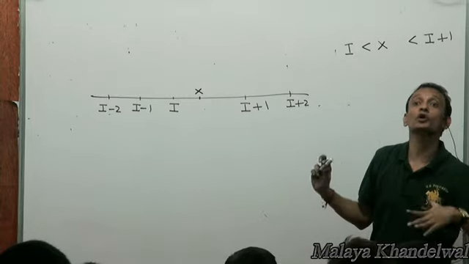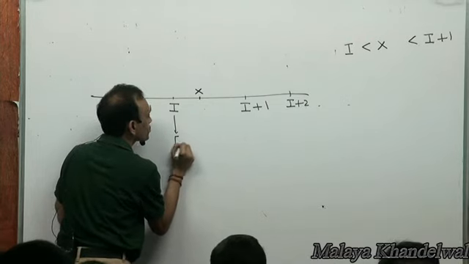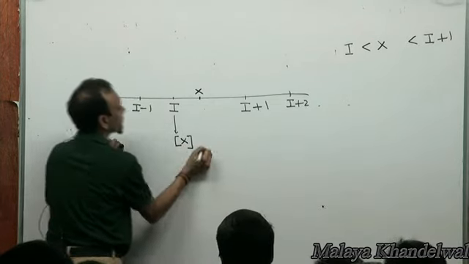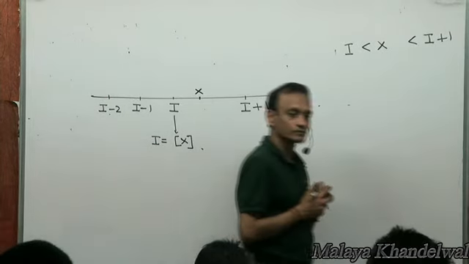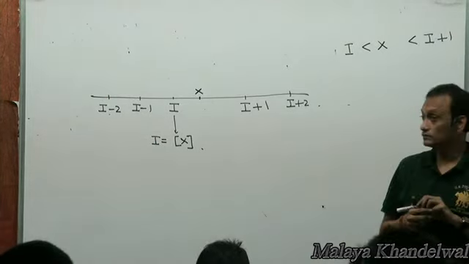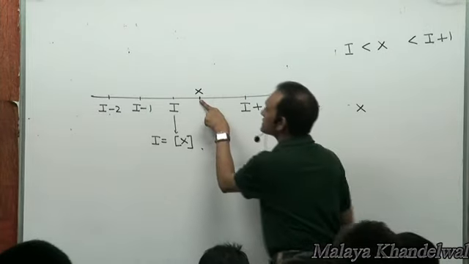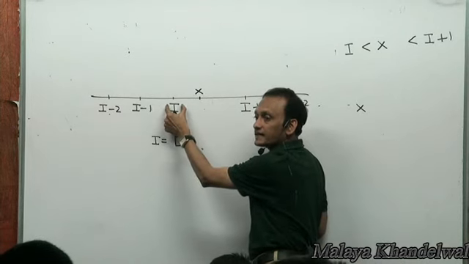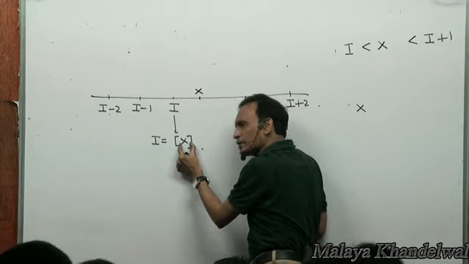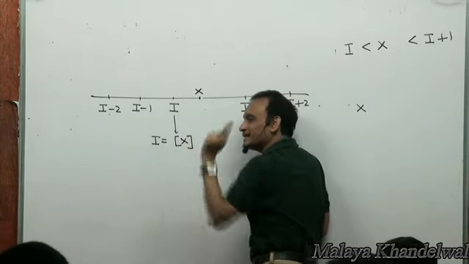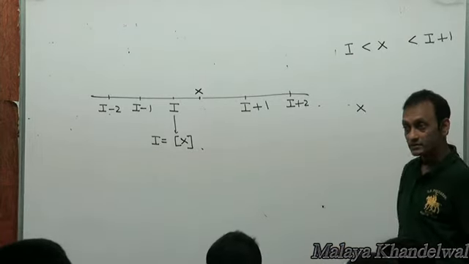This I is called box of x. If this is x, then this would be box x. The output of this operation is an integer. What integer does it produce? It produces the integer to the immediate left of x, right?